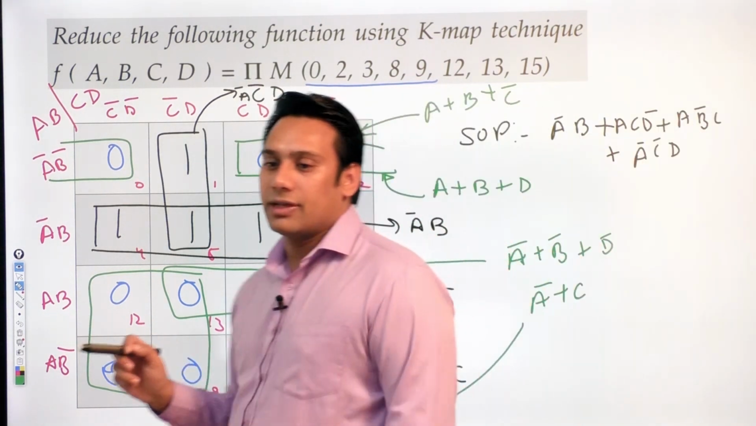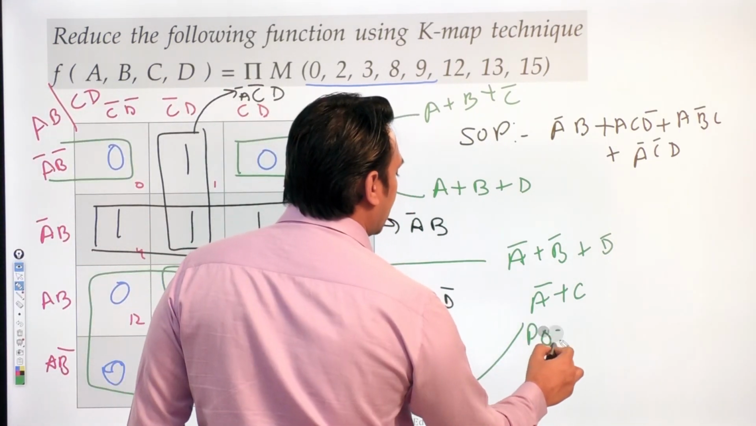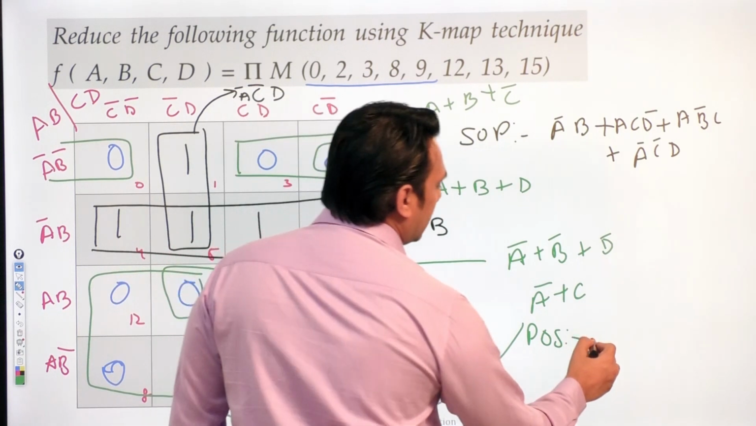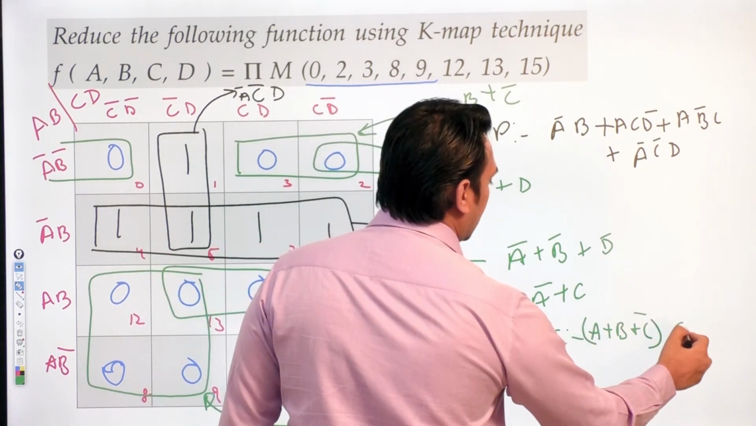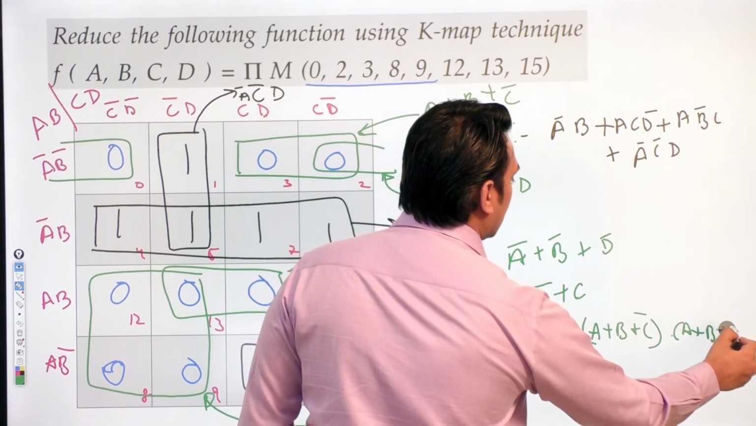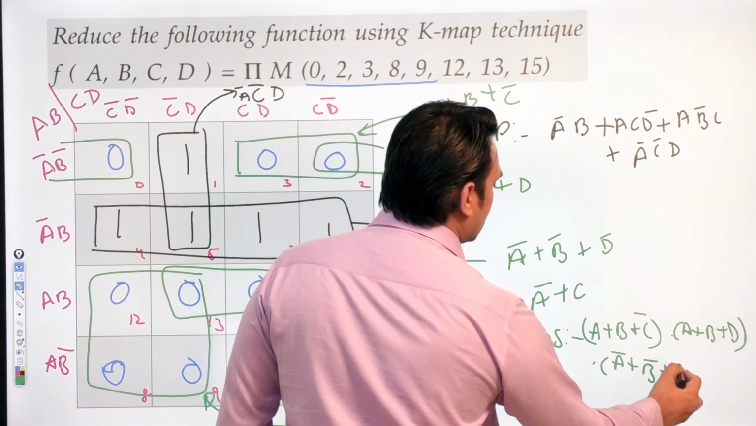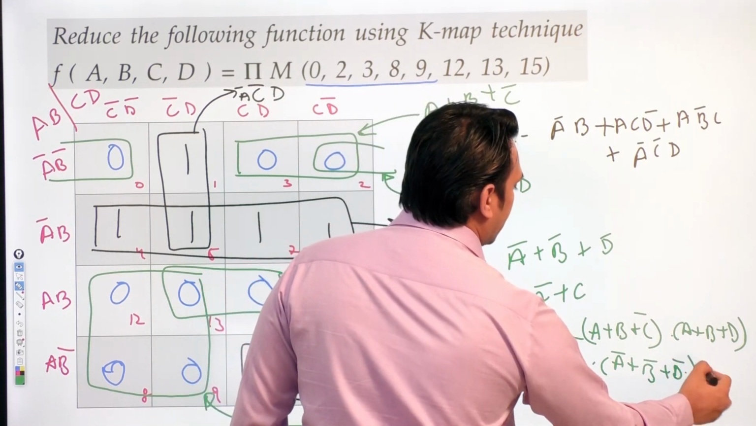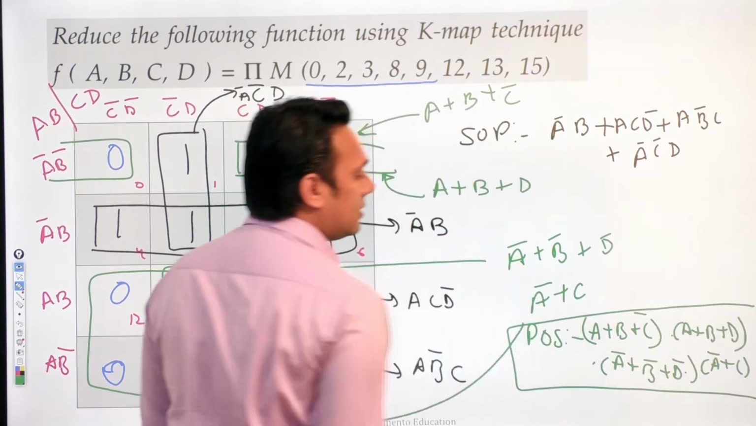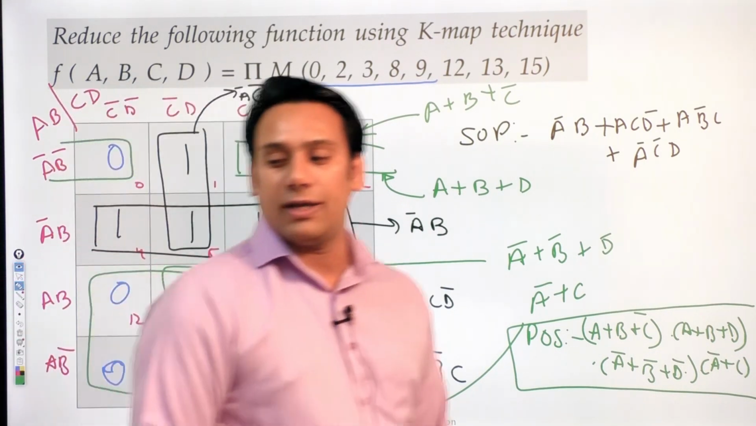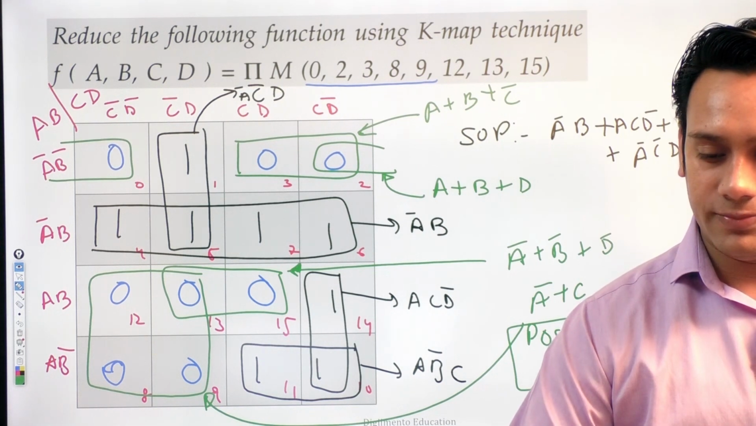So by looking at this, I can write what is my product of sum expression. तो आपकी product of sum expression क्या निकलेगी? So your POS expression will be (A plus B plus C complement) dot (A plus B plus D) dot (A complement plus B complement plus D complement) dot (A complement plus C). So this is representing your product of sum expression. I hope it is fine. Just have a look at it and let me know if there's any doubt. I think it should be clear.